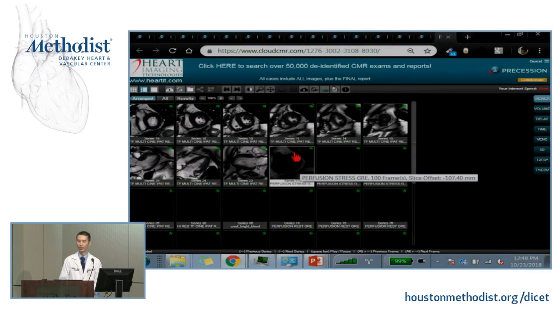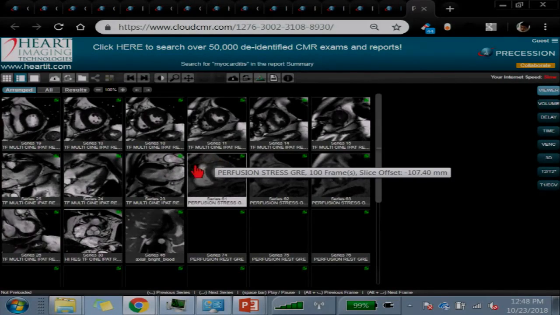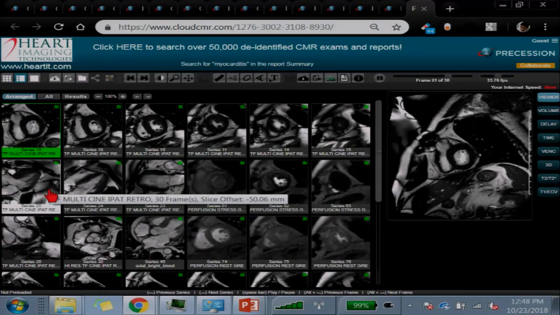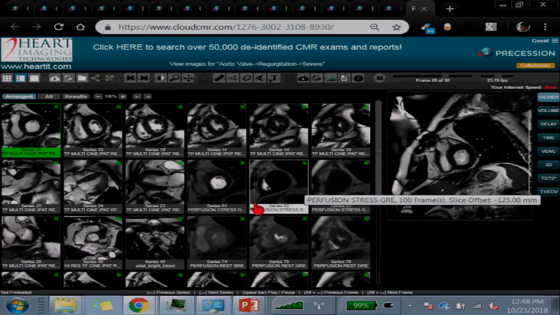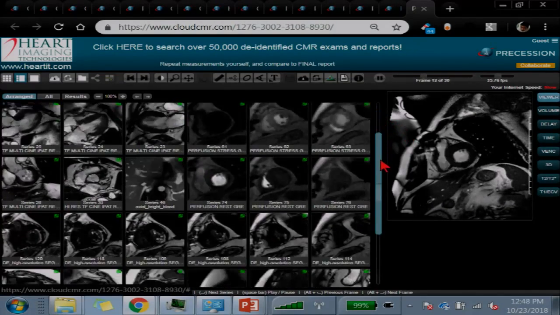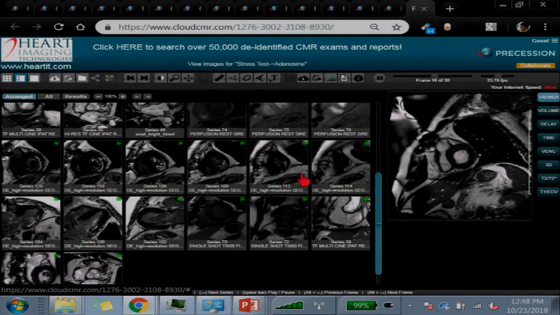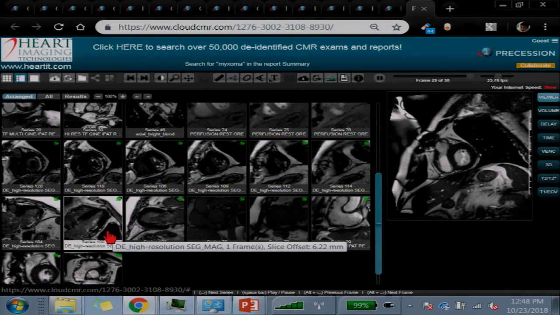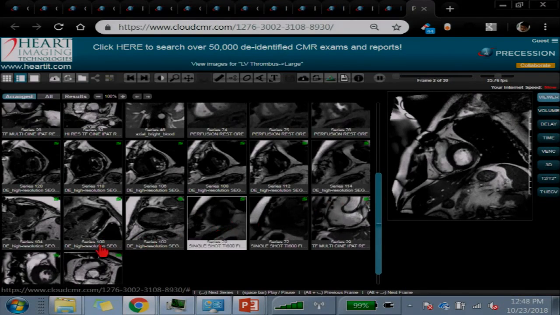And already you can see on the wall motion, there's something suspicious on the lateral wall and inferolateral, I should say. As you can see, there's very clear subendocardial MI on the delayed enhancement. This is using a sequence where we lost a little contrast in the blood pool, but it actually worked to our advantage.